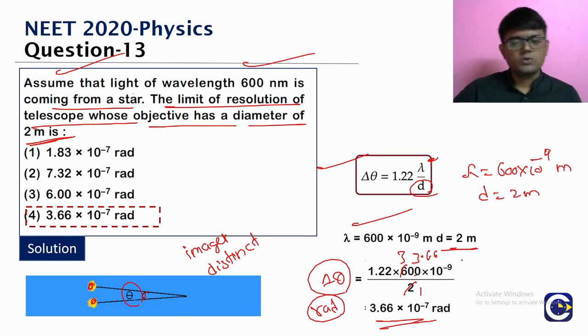It's a straight formula question. So we just have to know what is the limit of resolution for the objective lens of a telescope. What is the limit of resolution value? It is 1.22 lambda by d, the limit of resolution in terms of radians.